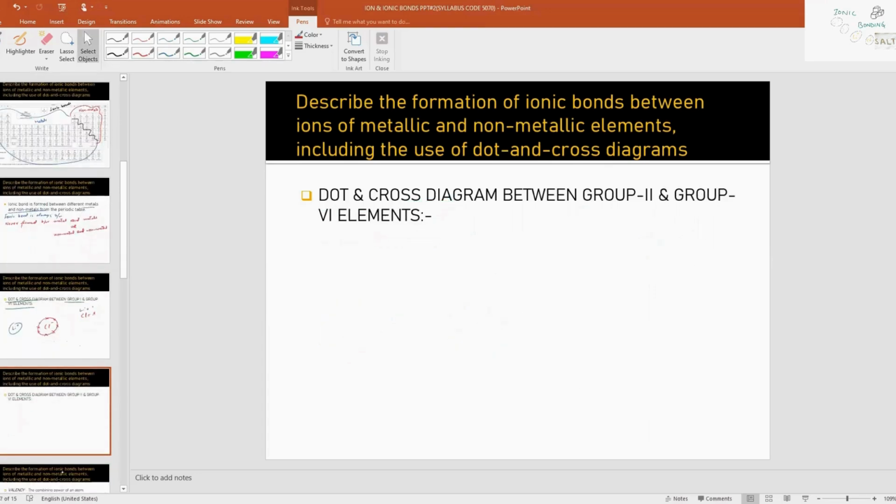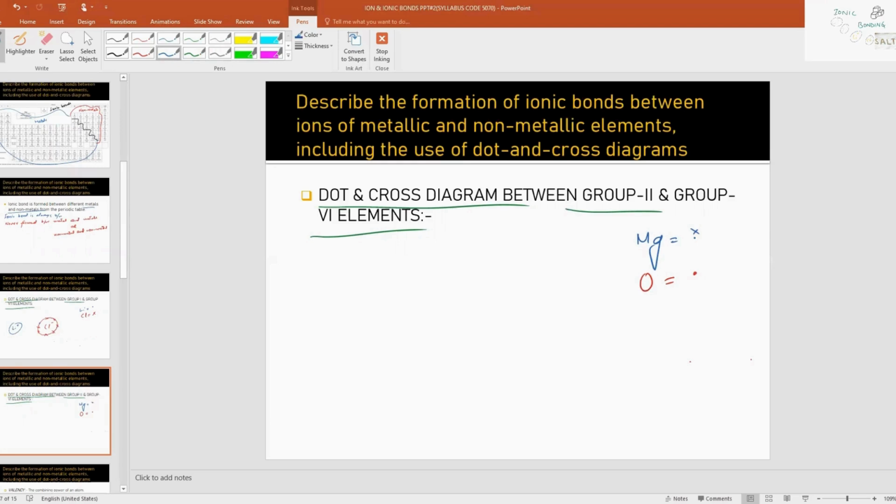Dot and cross diagram between group 2 and group 6 elements. I'm taking magnesium from group 2, symbol for magnesium is Mg, and oxygen from group 6, symbol for oxygen is O. I'm using dot for oxygen and cross for magnesium.